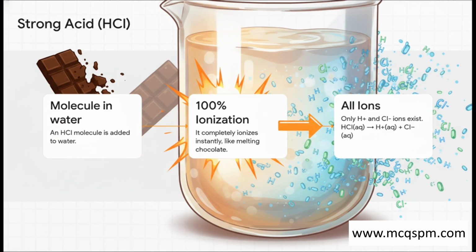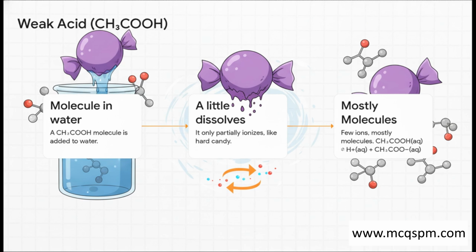And that single arrow in the equation? That's your clue. It means it's a one-way street to full ionization. There's no going back. Okay, now think about a weak acid, like ethanoic acid. This is more like a hard candy. You drop it in water and what happens? Only a tiny bit of it dissolves. Most of it just stays there as whole molecules. That is the huge difference.